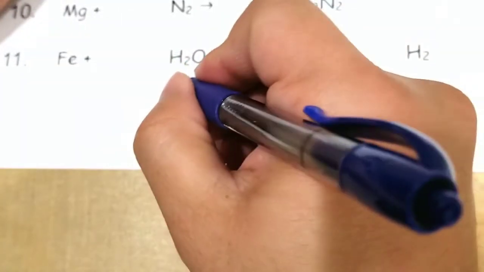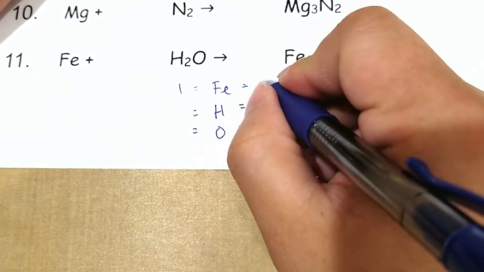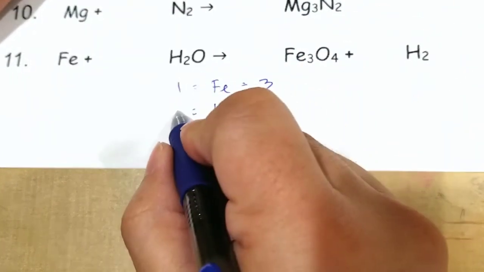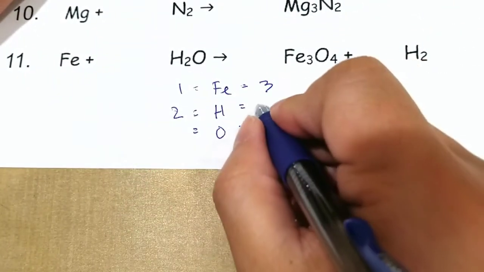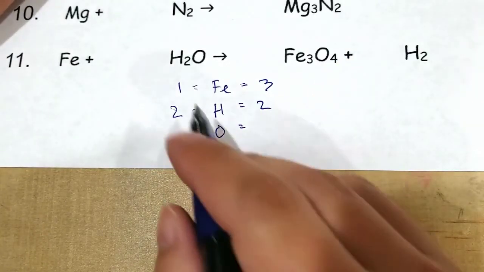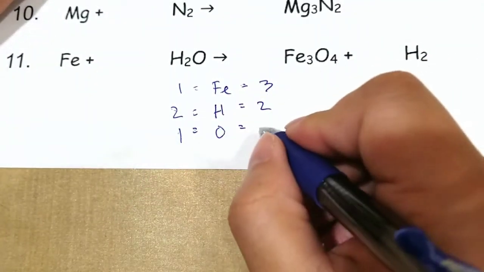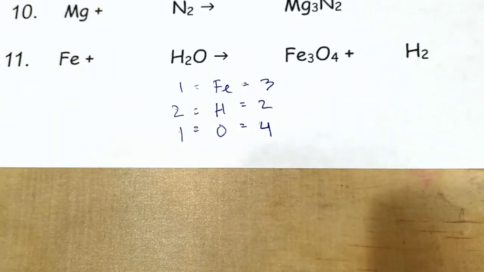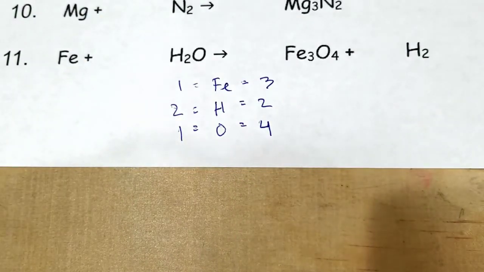On the left side, we have 1 Fe. On the right side, we have 3 Fe. We have 2 H, also 2 H. Hey, that one's balanced. Cool. Oxygen, we have 1 and 4 oxygen. Okay, this one's starting to get a little bit more complicated.